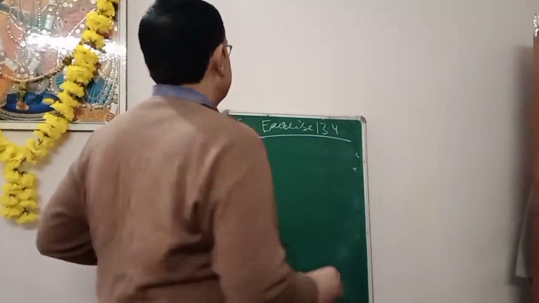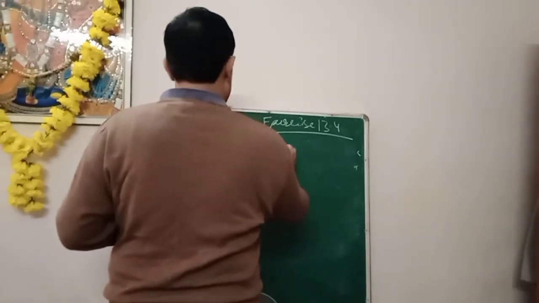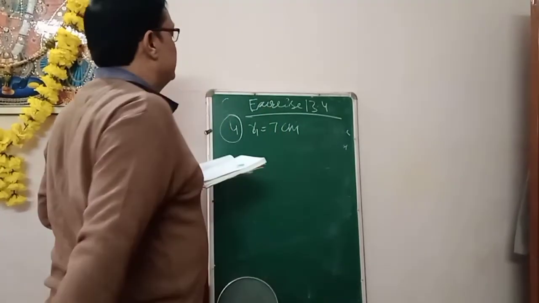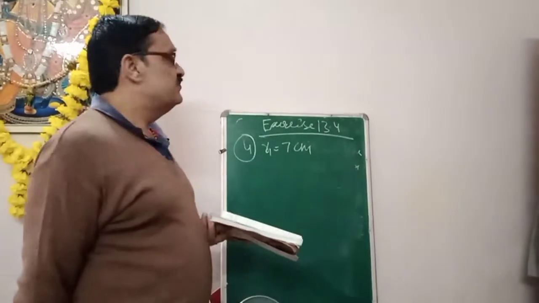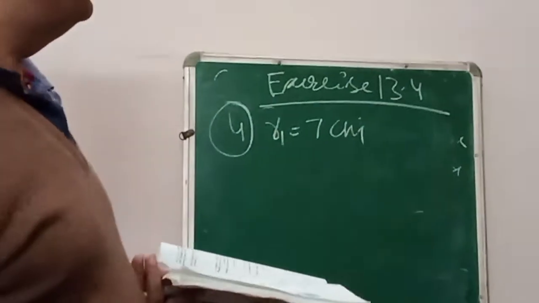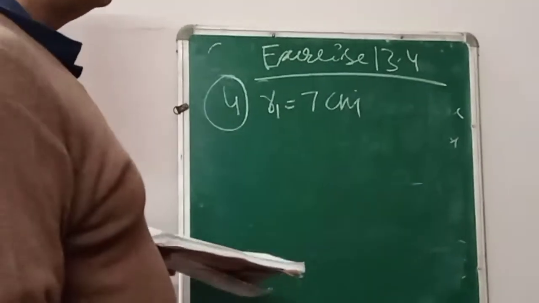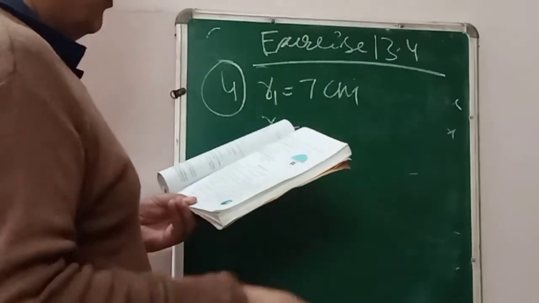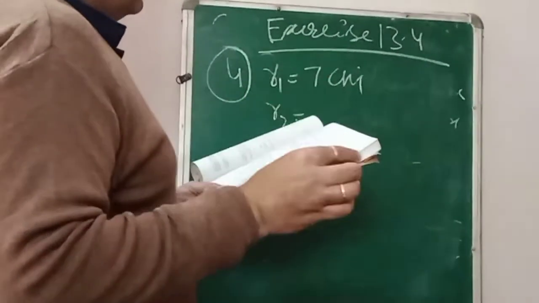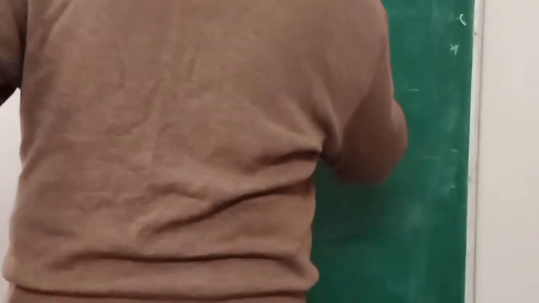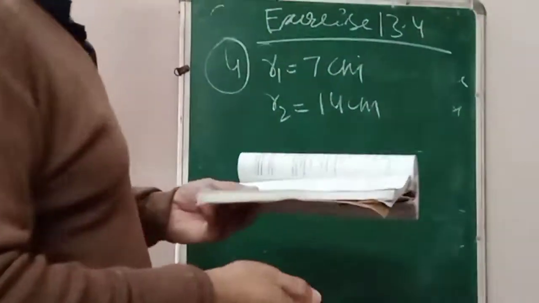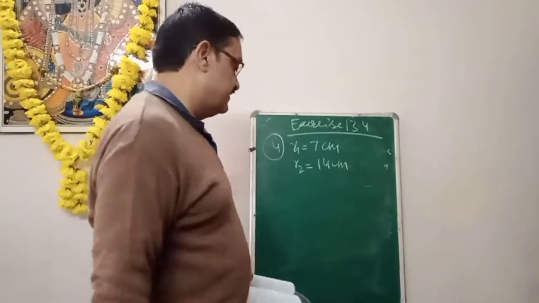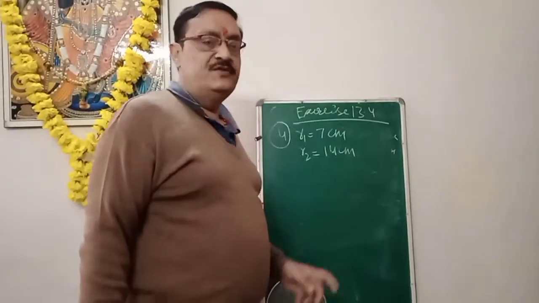So same way, when it becomes bigger, that means its radius is increasing. That is given: in the first case, initially I am calling it R1, the balloon was having a radius of 7 centimeter. Upon pumping in air, the radius becomes R2. The radius, after the air is pumped into it, becomes 14 centimeter. We need to find out the ratio of surface area of balloon in two cases.